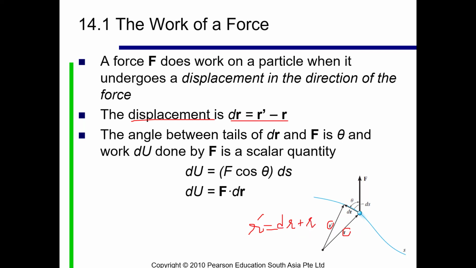This is the initial configuration. r and dr, these two are being added to form the third one, which is r dash. And if you rewrite, then the displacement will be written as r dash minus r, right? Which is here. So this is one thing.